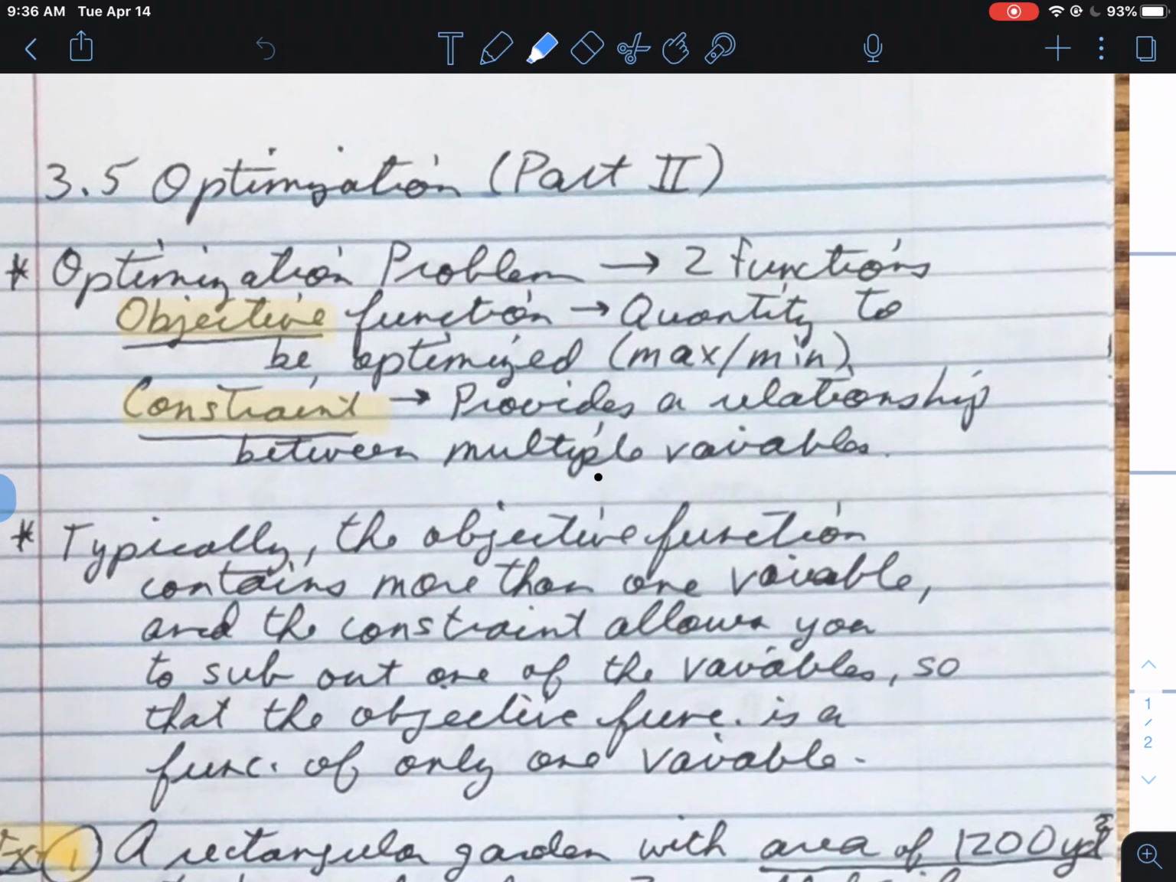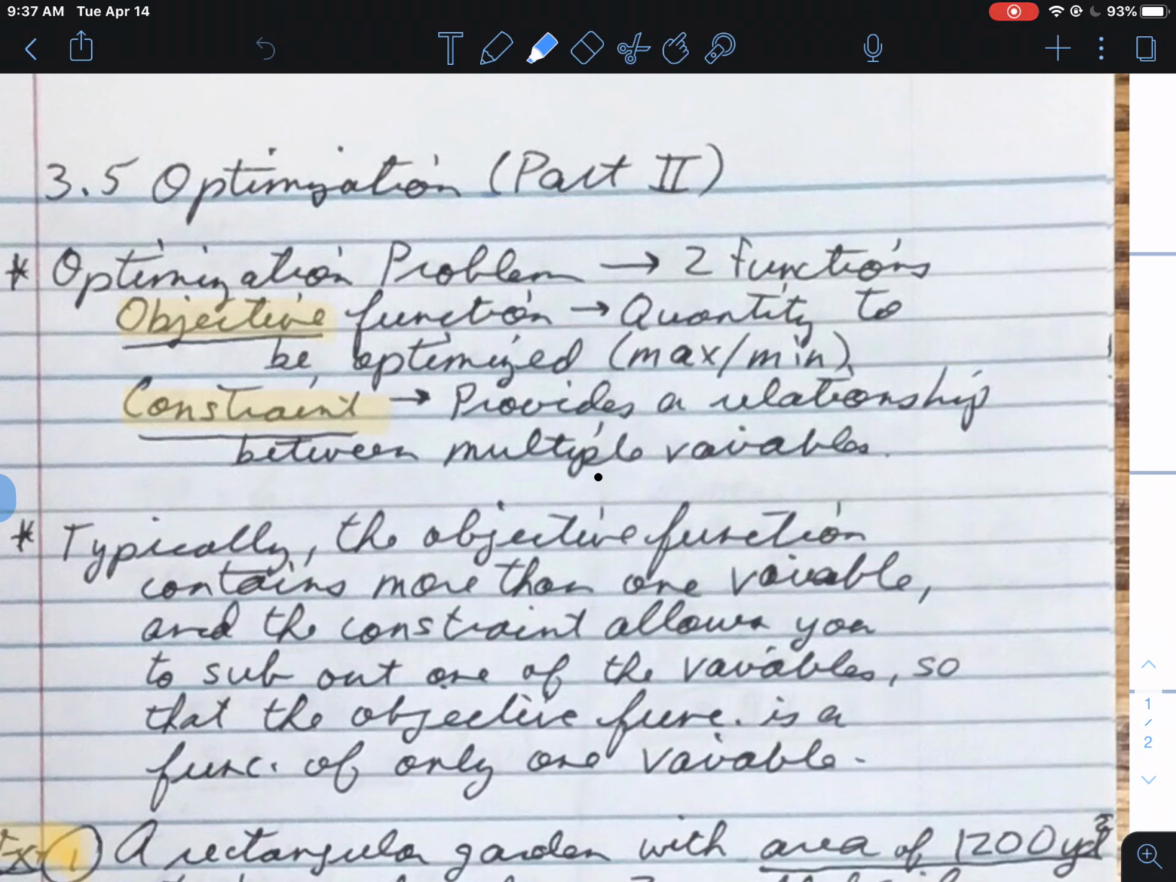Now, these are a little bit more involved, a little bit more complex, for two reasons. First of all, you're going to be dealing with multiple variables, at least initially. Secondly, you're going to be dealing with multiple equations. But here's the idea. You have what is called an objective function. This is the function, the quantity that we're looking to optimize. So it's the quantity that we're trying to find the maximum or minimum value for.